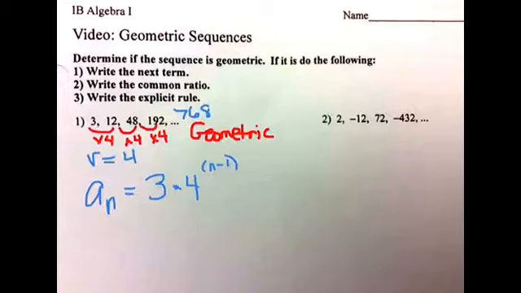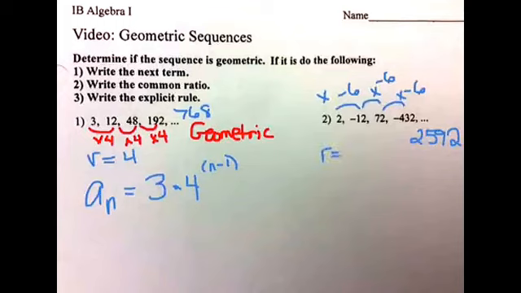Times negative 6, times negative 6. So it is geometric, and I can multiply times negative 6 again. Negative 432 times negative 6. Our next term is going to be 2,592. And my common ratio, we just used it, was negative 6. Now to write the explicit rule, a sub n equals our first term, which is 2, times negative 6 raised to the n minus 1 power. And that's it for that one.